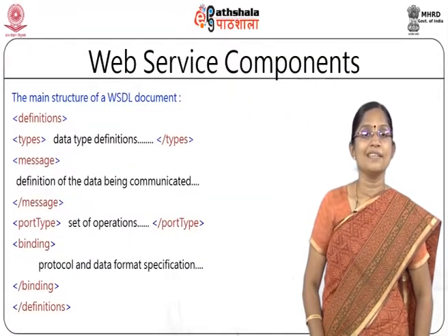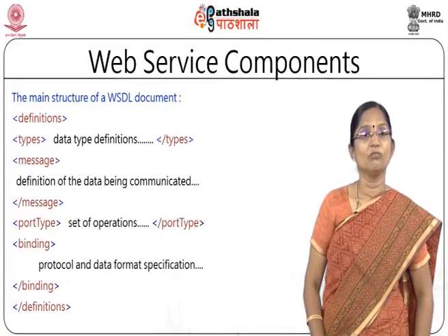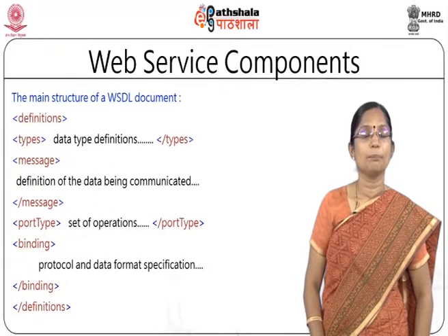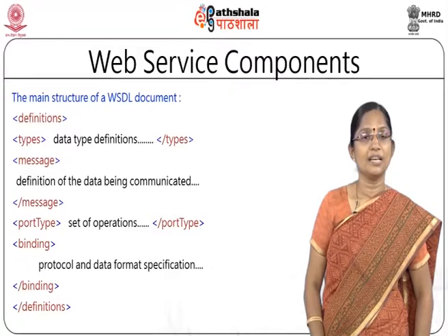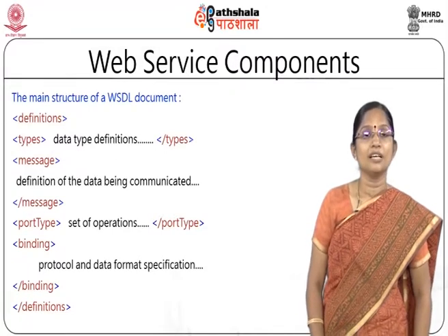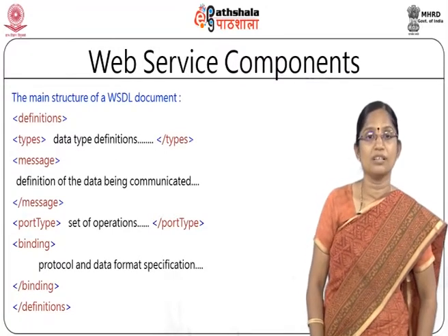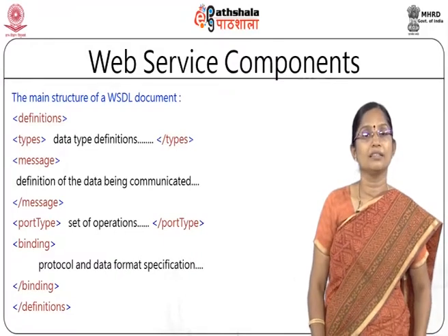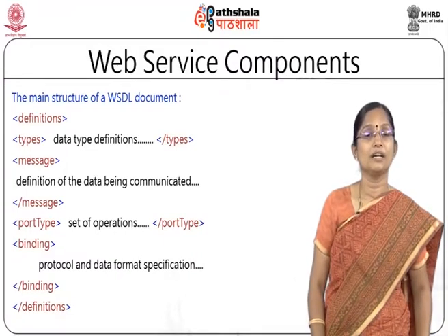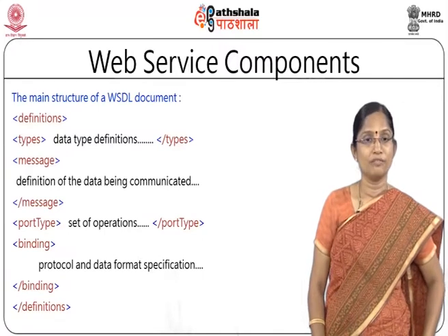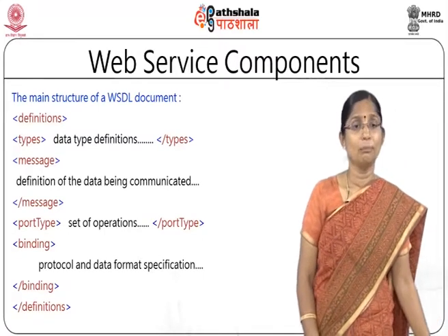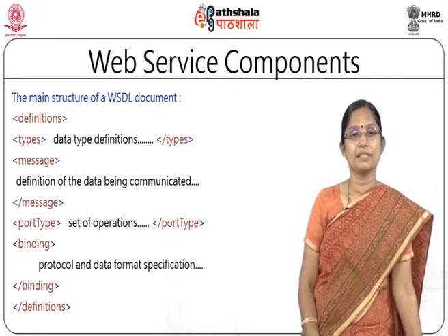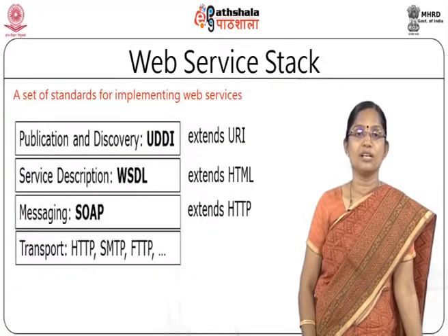So, you can see here an example WSDL document with the occurrence of many types of elements. The parent element is going to be the definition. Inside the definition, the data type definition gives the data types of the different messages. Then comes the definition of the abstract data which is being communicated, and the set of operations. Then the protocol and data format are given in the binding tag. All of these things correspond to the structure of the WSDL document.